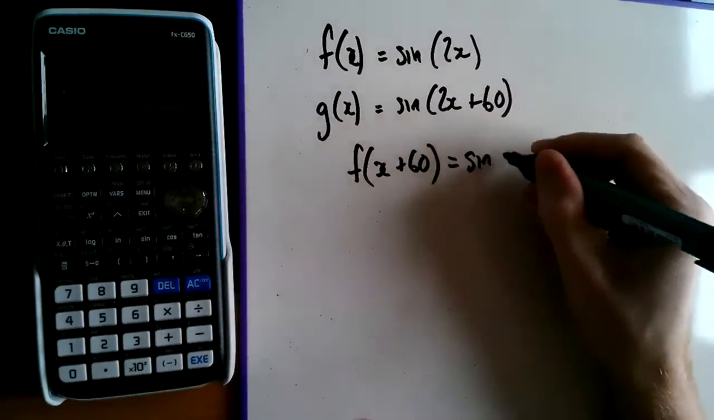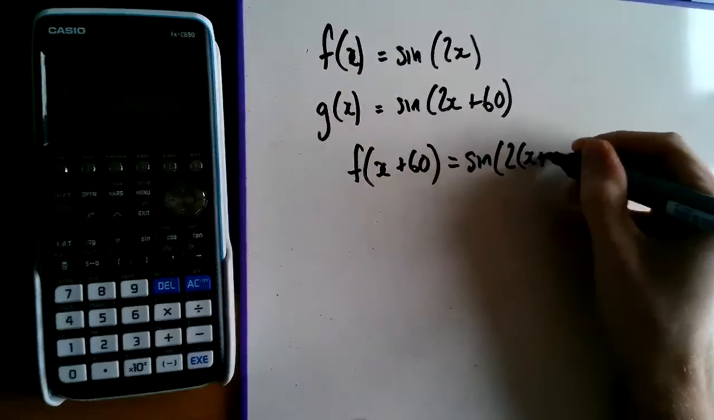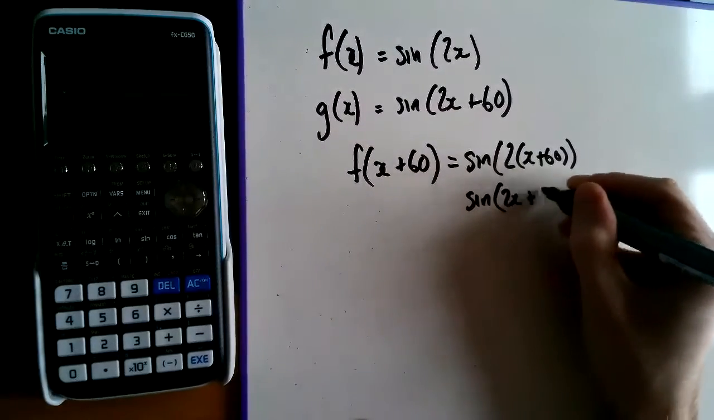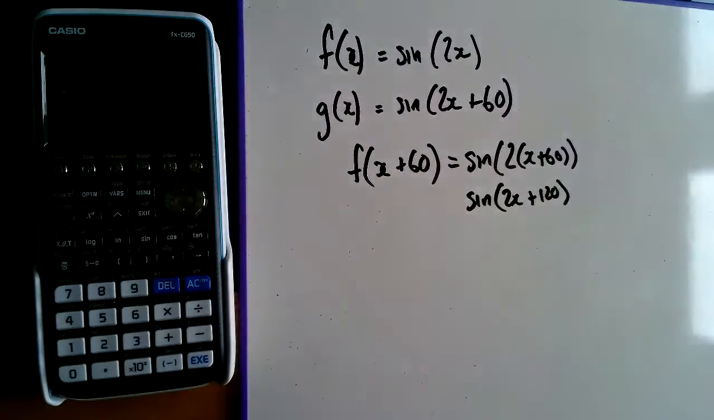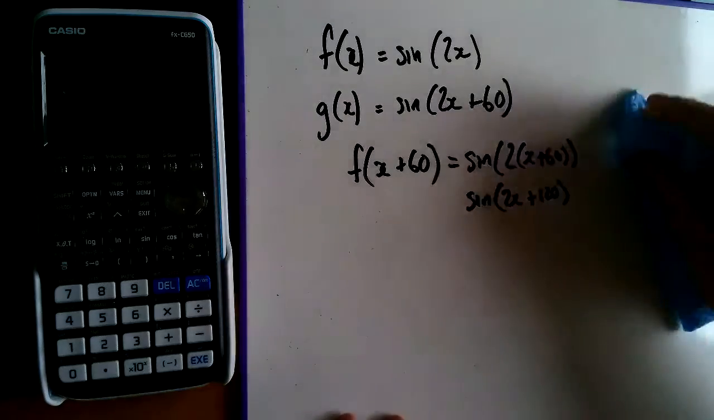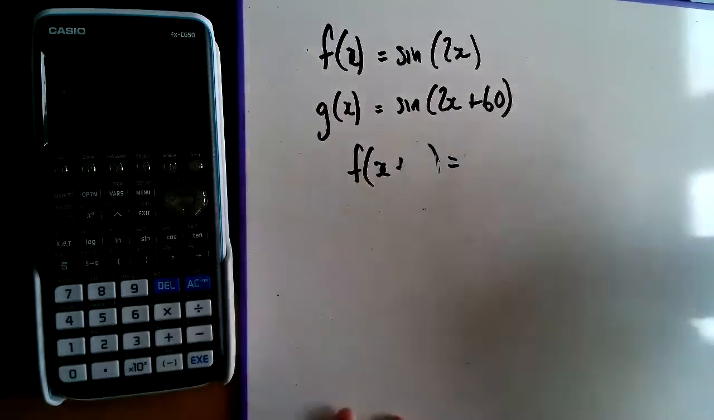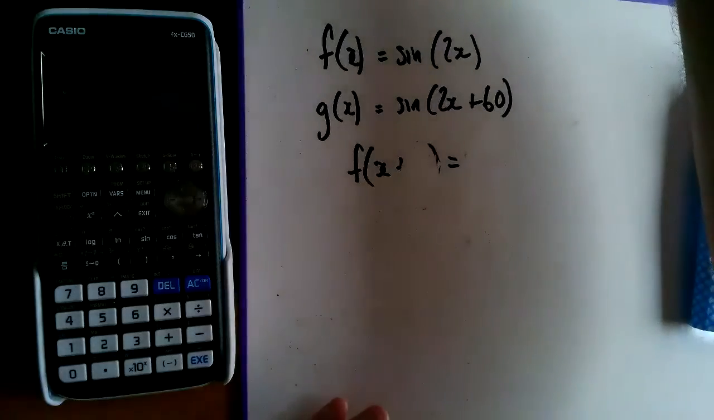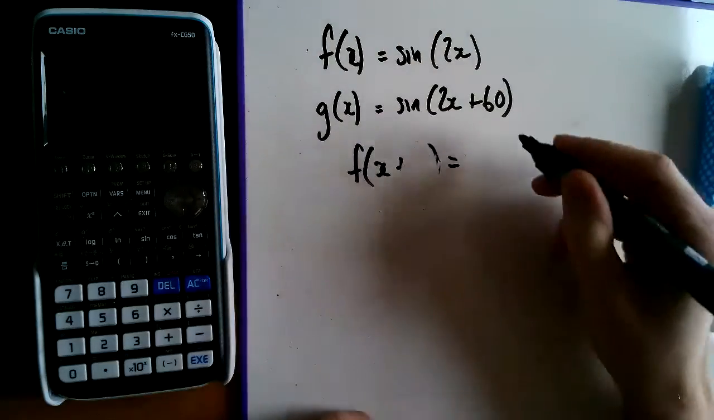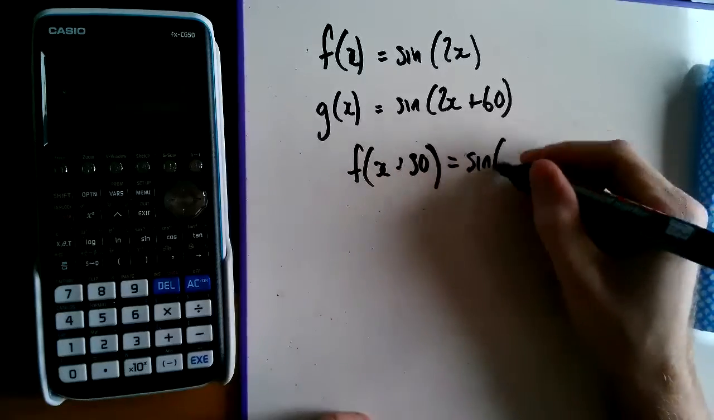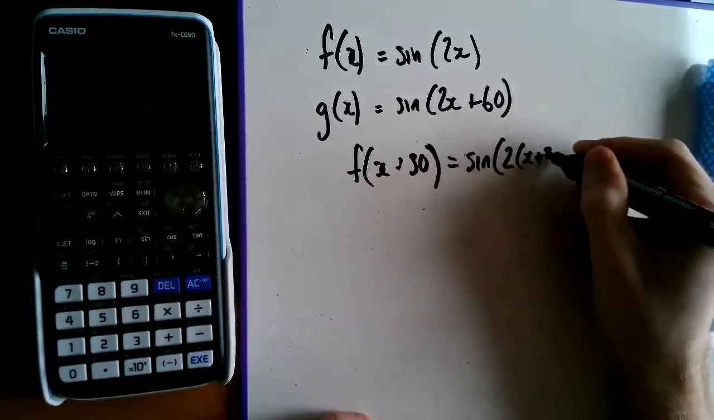So sine, I would do 2 times x plus 60. So when I expand that out, I get 2x plus 120. So you can see why x plus 60 wouldn't work. So instead, think what number can I put there? When we expand it, we get the 60, and hopefully you'll see that's 30. So it's sine 2 lots of x plus 30.